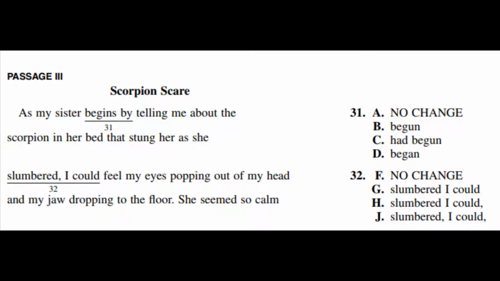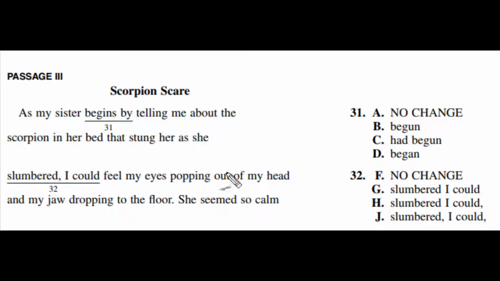Let's take a look at the next answer choice. I'm going to take answer choice no change, one comma after "slumbered." As my sister began telling me about the scorpion in her bed that stung her as she slumbered, it's dependent. I could feel my eyes popping out of my head and my jaw dropping to the floor. That's independent. That works with abandoned boxcar. Let's put it up by that. We'll check just for fun answer choice G and see if G works.